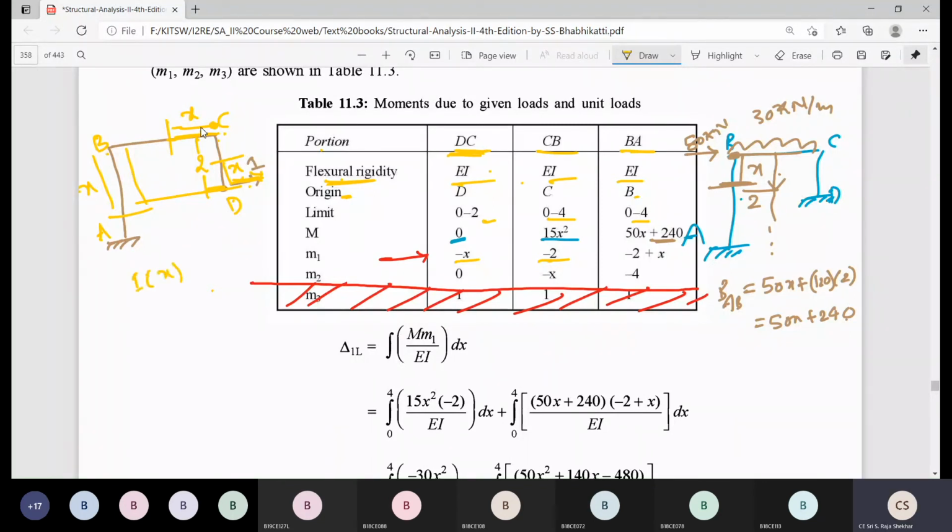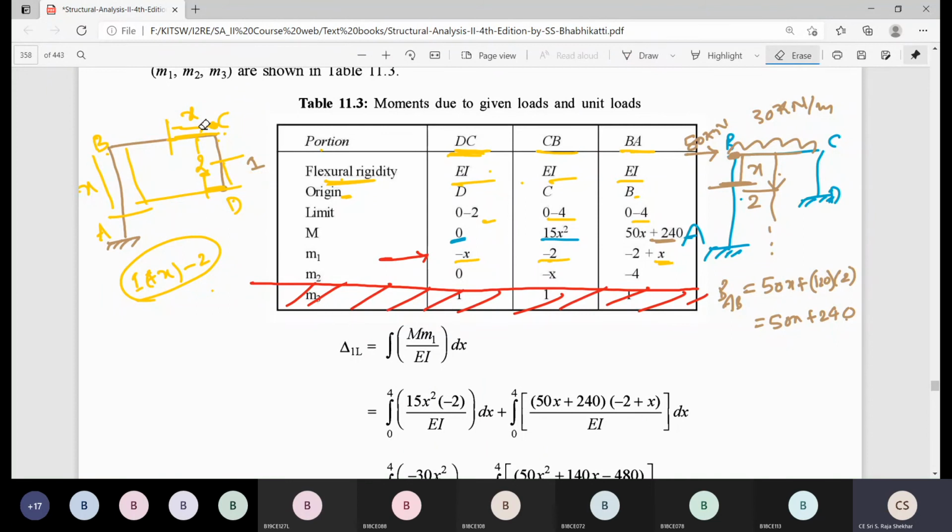But we know this is 2 meters, so we need to deduct 2 meters from the X. So otherwise, force into perpendicular distance, this will be considered as X, then this will be minus 2 plus X. So this will become minus 2 plus X. So this is M1. This is the application of unit force in the coordinate direction 1, the bending moment developed in these members.